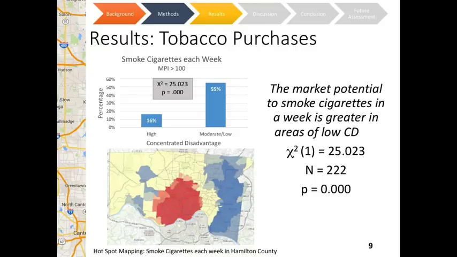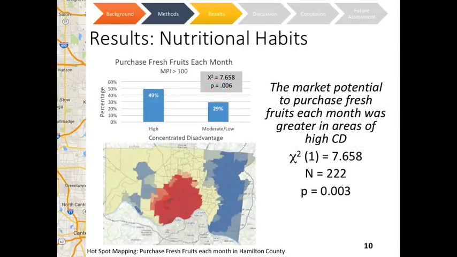For other tobacco purchases, the market potential to smoke cigarettes in a week is greater in areas of low concentrated disadvantage. The chi-squared value is 25.023. The market potential to purchase fresh fruits each month was greater in areas of high concentrated disadvantage, with the chi-squared value being 7.658. You can see the map overlay for this is very similar to the previous ones shown for both tobacco and alcohol usage, with the high concentrated disadvantage areas being highlighted as the same areas that have poor nutritional habits.